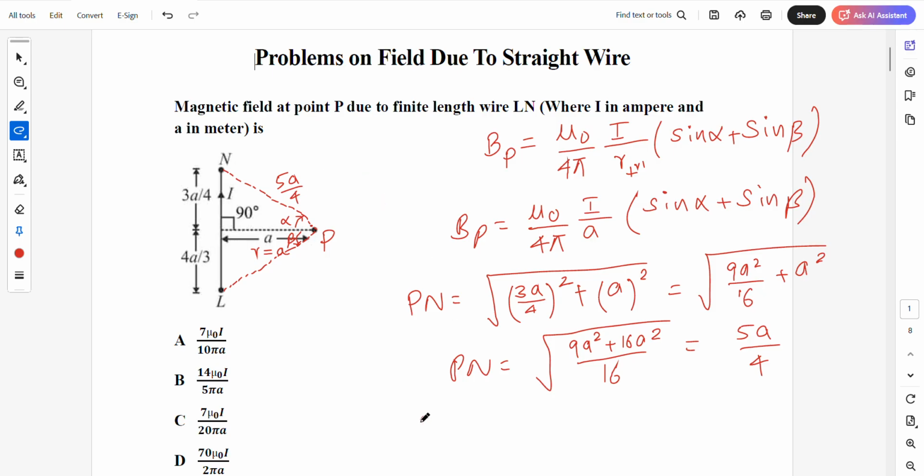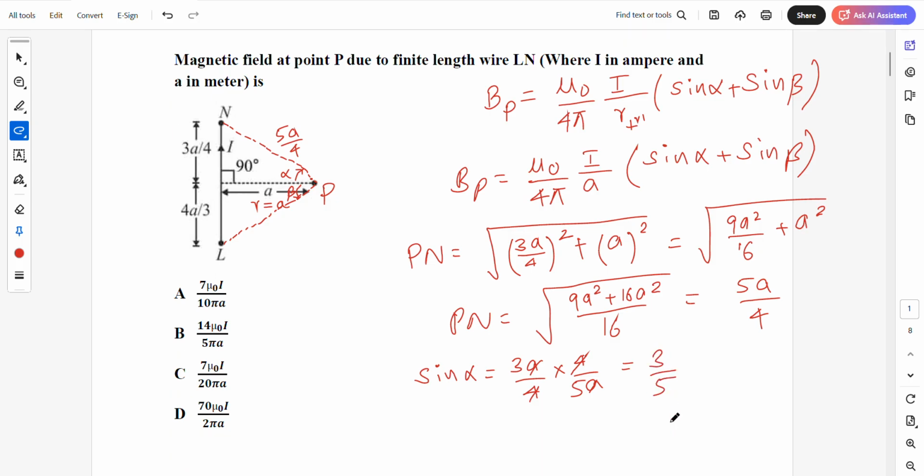Then what is sine alpha? Sine alpha is equal to perpendicular by hypotenuse, right? That is 3a by 4 divided by 5a by 4. 4 gets cancelled, a gets cancelled, you will be getting how much? 3 by 5. Similarly, you calculate PL.